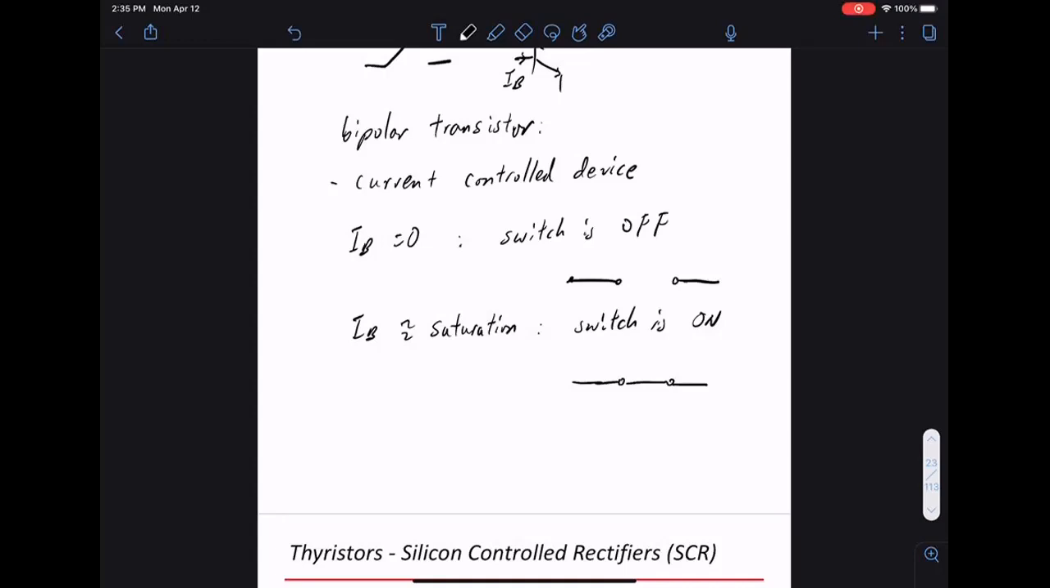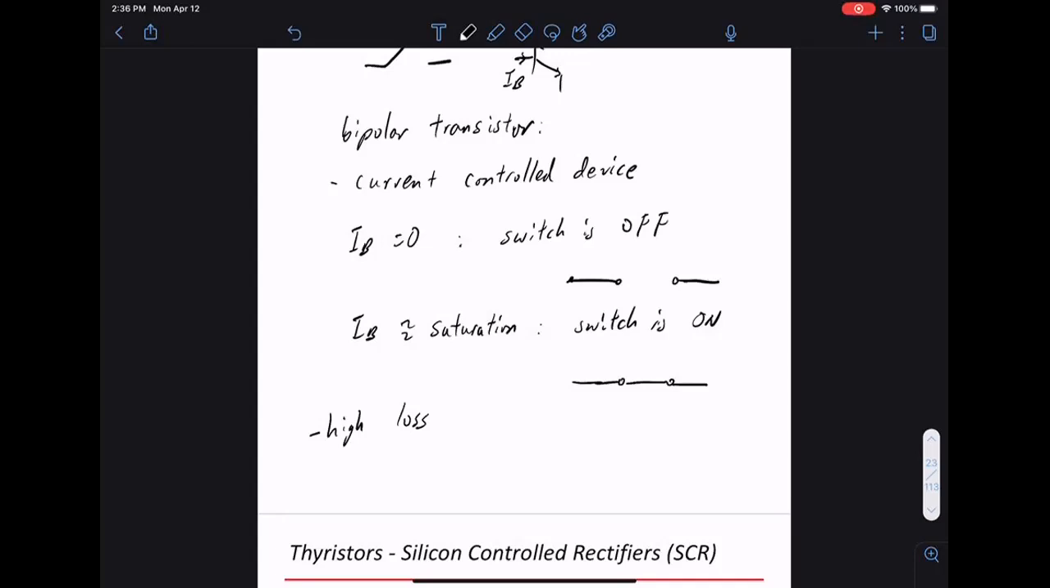And it's not a small current. So it's not very efficient to have to be pushing current to be on. We would rather have a device that can turn on and off without continuously putting in current during the state. This can lead to high losses, because I have to drive it with some current.